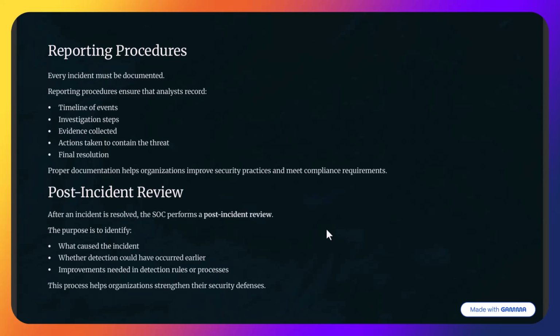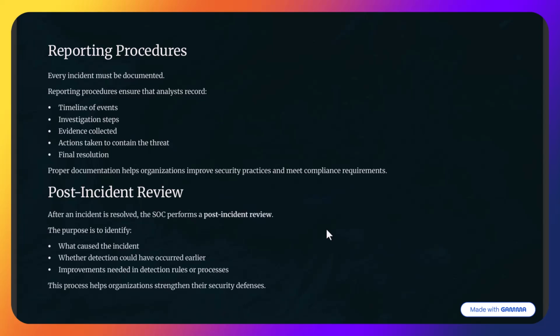Reporting procedures. Every incident must be documented. Reporting procedures ensure analysts record the timeline of events, investigation steps, evidence collected, actions taken to contain the threat, and final resolution. Proper documentation helps organizations improve security practices and meet compliance requirements.